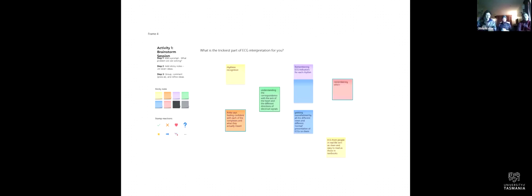Is my audio any better now? Yes, much better. Wonderful. I was just saying that for me it's difficult to remember which complexes and waves need to be which size, like whether it's 0.12 of a second or millimeters. Yeah. Also, remembering the values sometimes I find is a little bit hard.